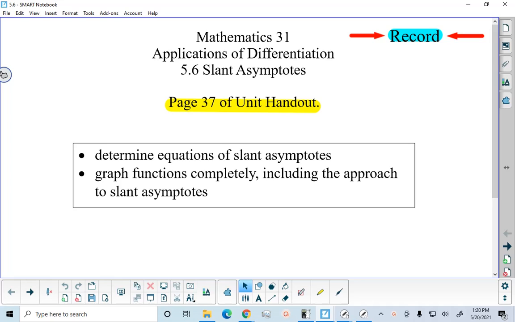and it can be found on page 37 of the unit handout. So we're going to be determining equations of slant asymptotes. And then although we're not going to be doing examples with this, you're still expected to be able to graph functions completely, including now functions that will have slant asymptotes, whatever they are.